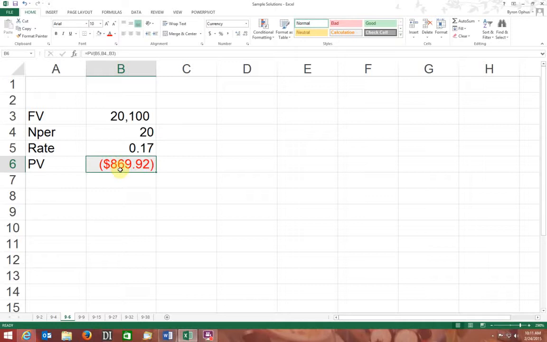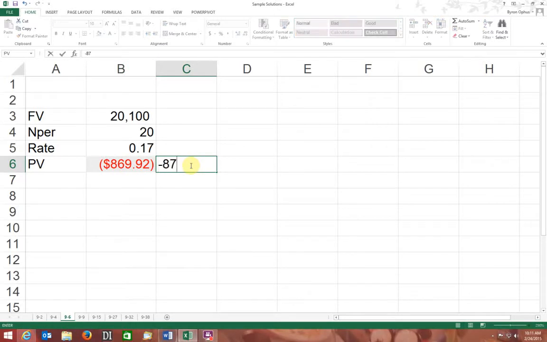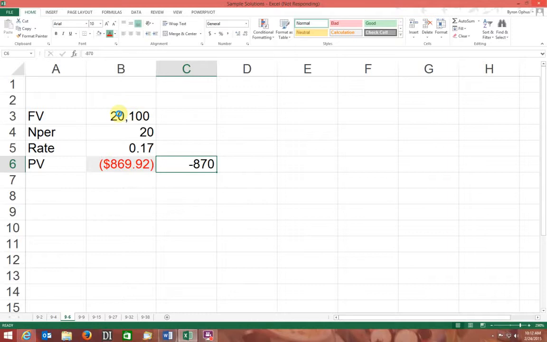And your guys' problem 7 is the same. Then I want to compare that with the other number that's given to me, which is $870. I put minus 870, and we'll make it a nice dollar sign. I shouldn't do this fancy stuff because then it makes my computer go slow. So I set it up the same way anyhow.